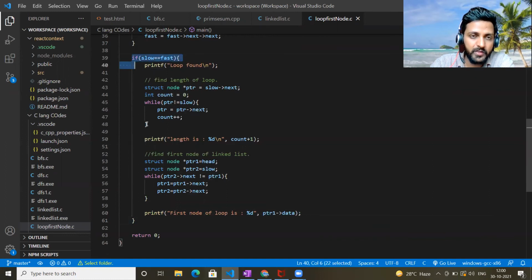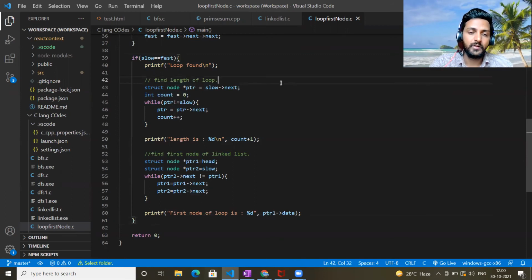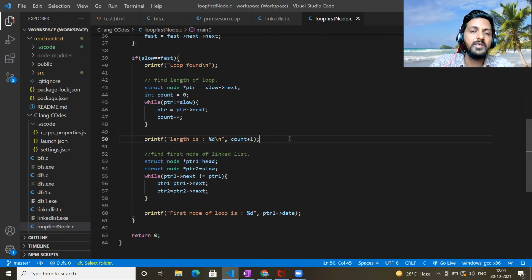So this is the complete logic for finding the loop, for finding the first node of the loop, and for finding the length of the loop also. So the time complexity, we are just traversing the linked list only one time. Okay. We are traversing multiple times here, you can see, but the time complexity will be nothing but the same as the number of nodes in the linked list. All right. So I hope it is clear. If you feel something is still not clear, feel free to comment. I will be happy to answer in my next video.